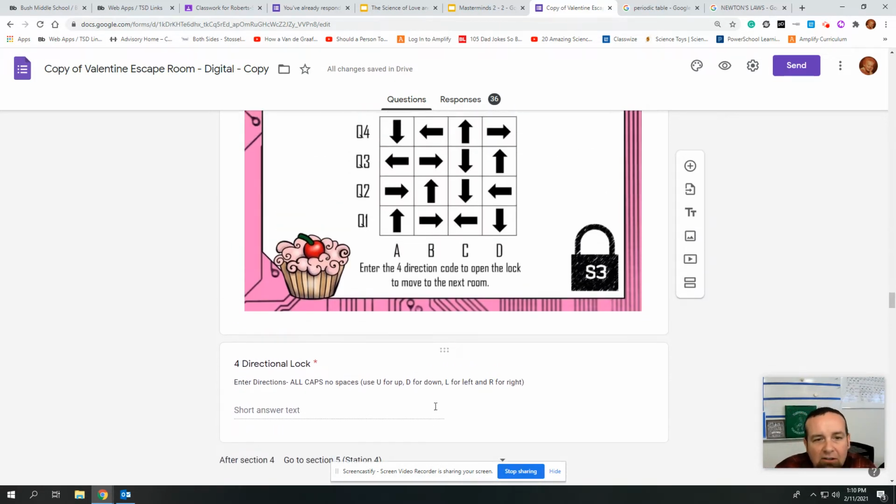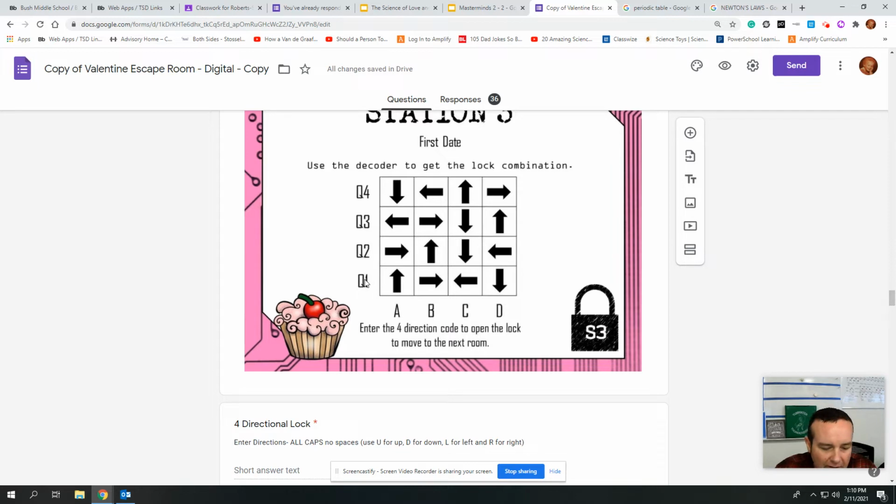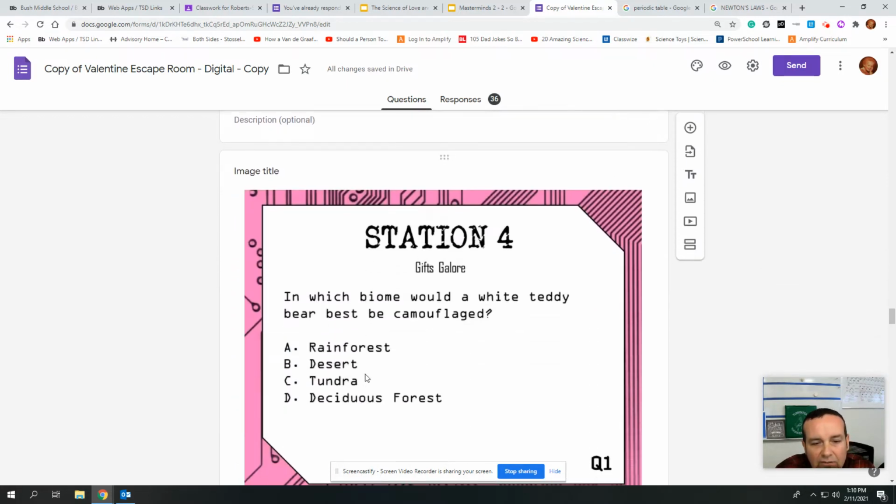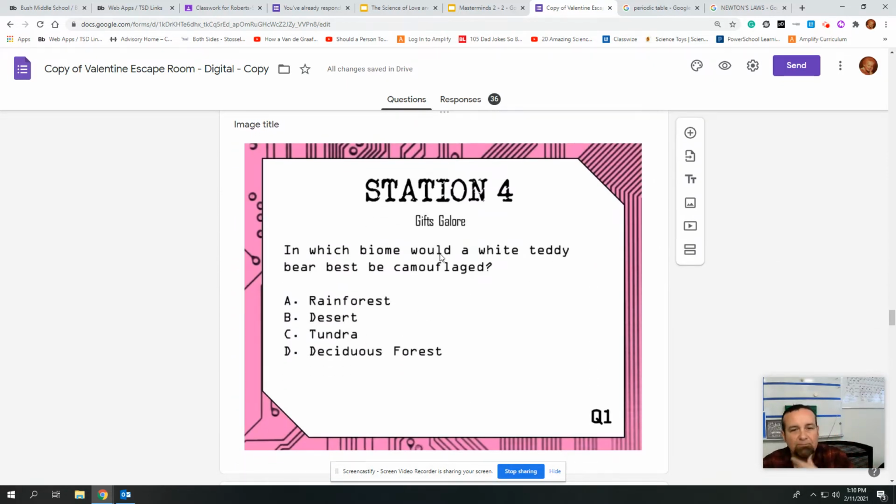When you get to here, you take your answers from each question and you match them up on the grid. So for question 1, our answer was B. That arrow is pointing to the right. So we know that our first one down here is going to be capital R. And when it's all said and done, we should have R, R, D, L. That should take you to section 4, station 4.